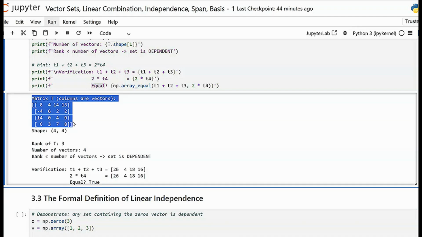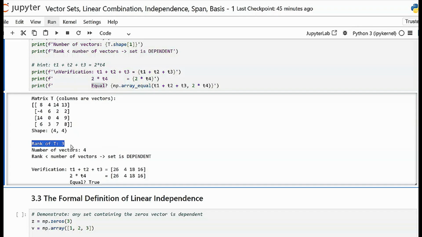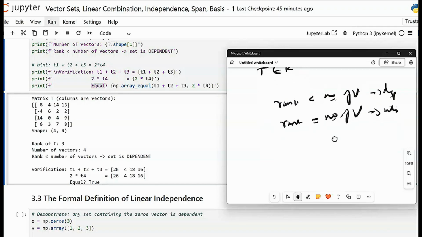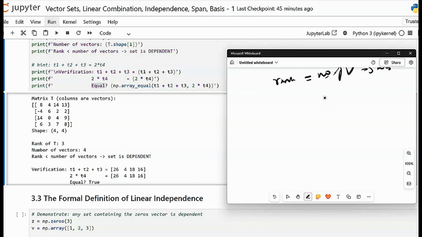So first of all, it forms a matrix from the vectors, and next it computes the rank and compares it with the number of vectors. Here, kindly observe, dear friends: if the rank is less than the number of vectors, it is dependent, and if the rank is equal to the number of vectors, it is independent.